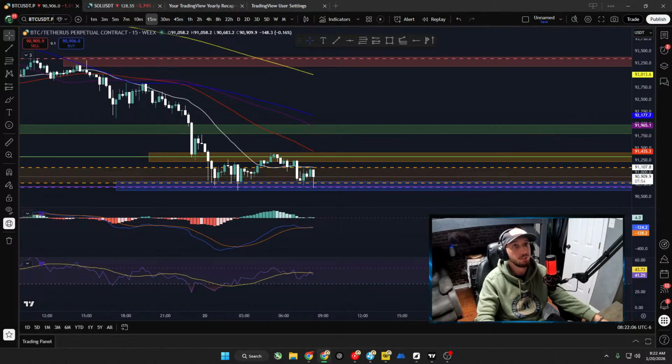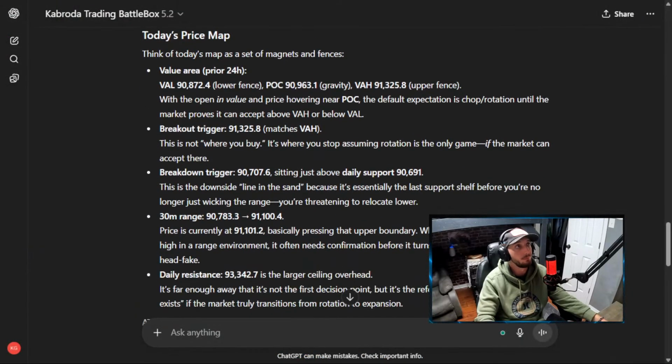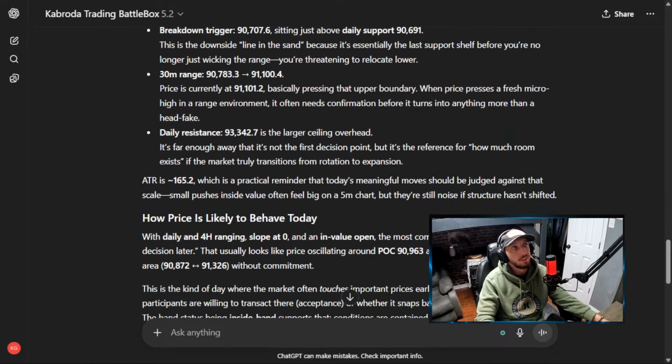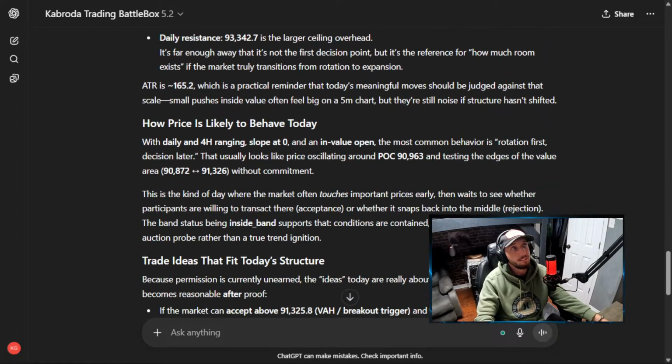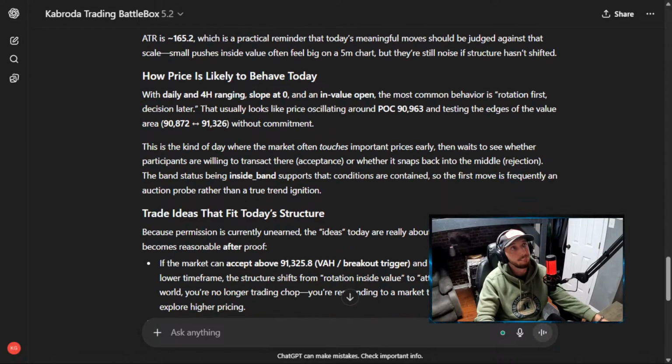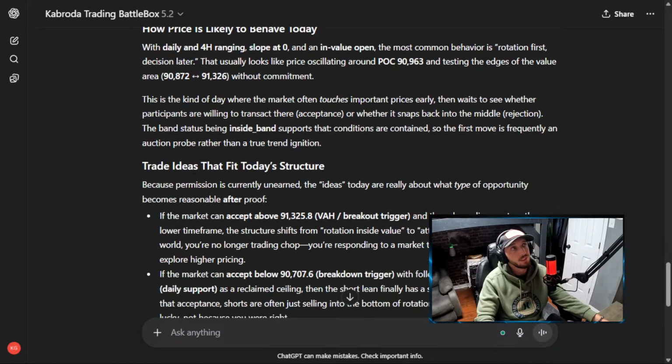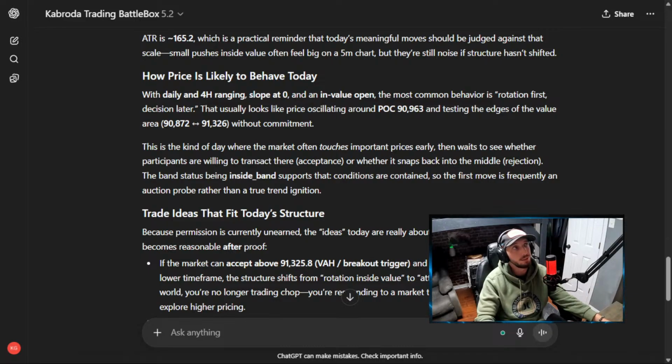All right, let's see what else we got on the battle box here. How's price likely to behave today with daily and 4 hour ranging, slopes at 0 and value open? The most common behavior: rotational first, decision later. Okay, so that makes sense.